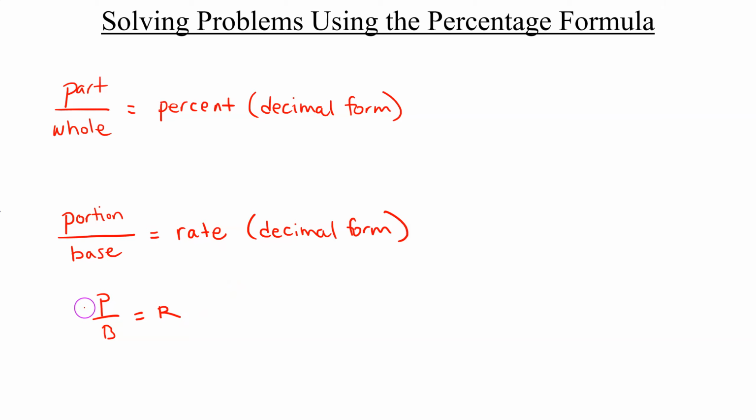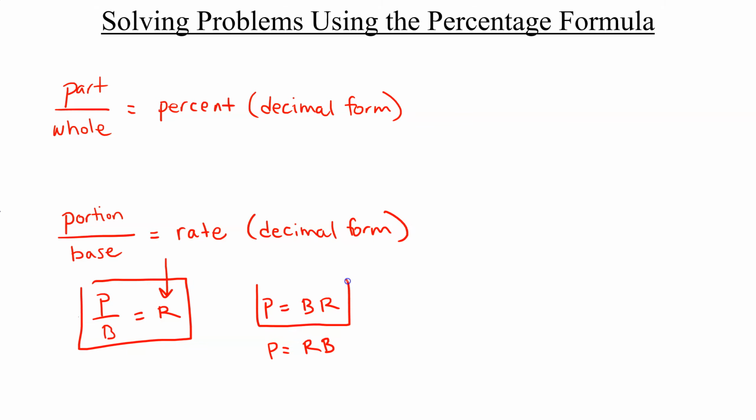So this is the equation if you wanted to solve for rate or percentage. But we could solve for the portion or the base. If we wanted to solve for the portion, that would be base times rate, or you could say rate times base, either way. This is really just a rearrangement: if you multiply both sides by B, the B's cancel here, and we end up with P equals R times B, which is our second equation.